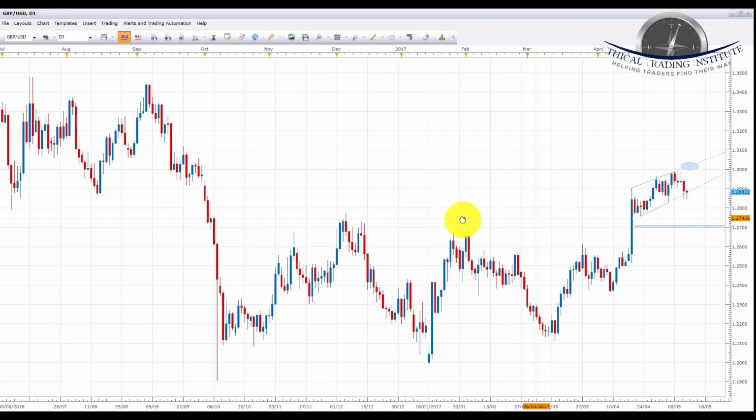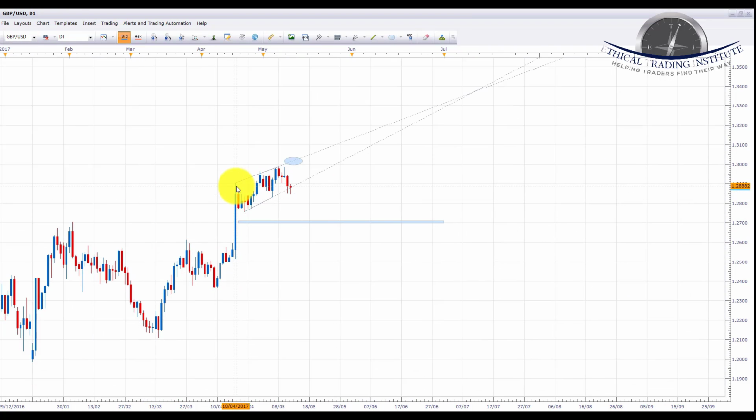Pound US dollar quite simply is forming this kind of rising wedge pattern. We have been looking for it to trade into the 1.300 area for a little while now, but it has been struggling, and as you can see, because it's been struggling, it has been creating this rising wedge as it's been getting squeezed. So you can see it's at the bottom of the wedge now.